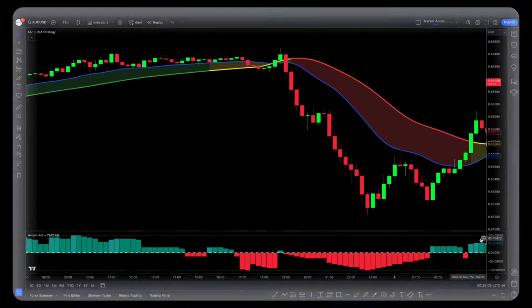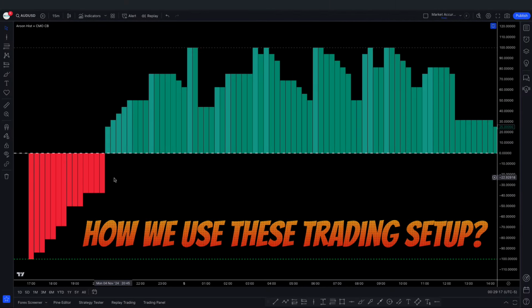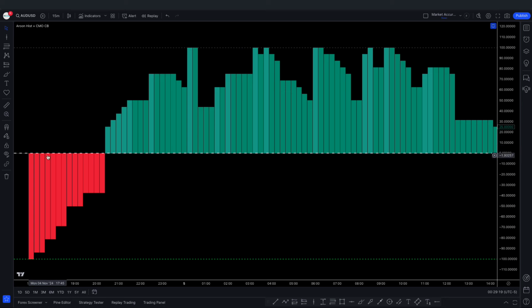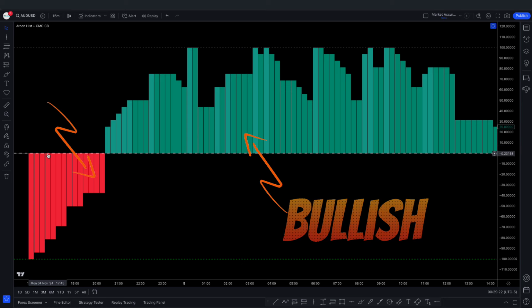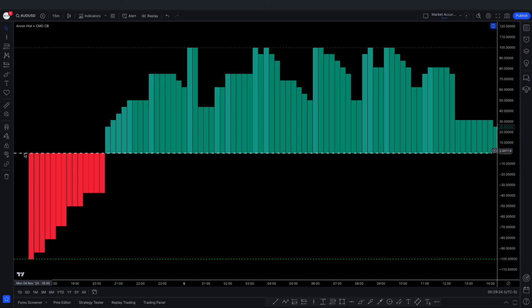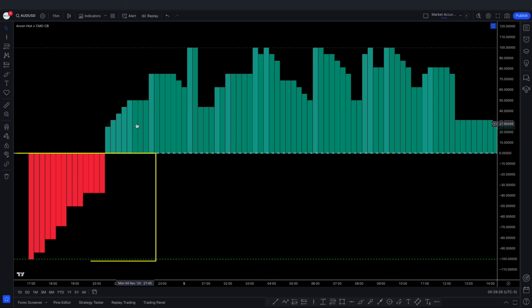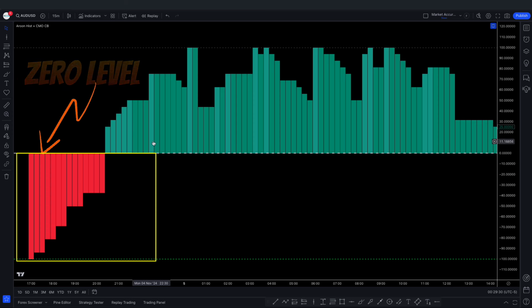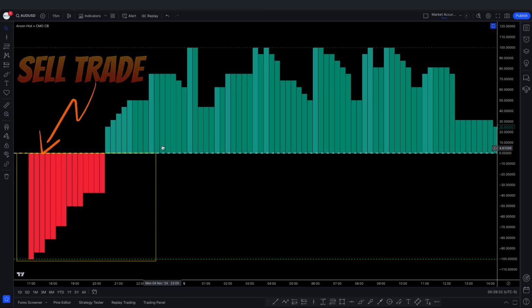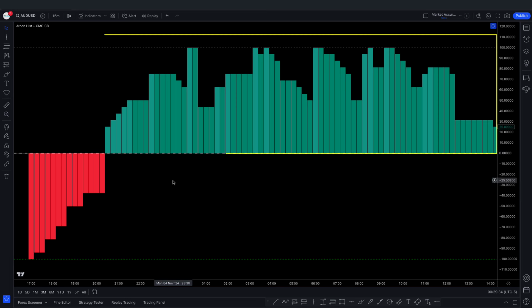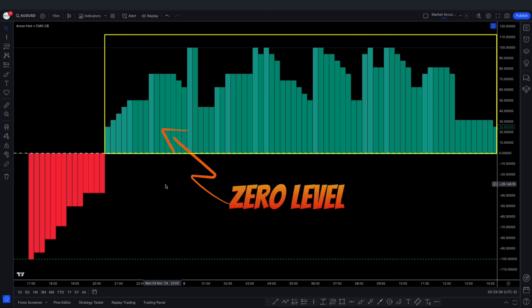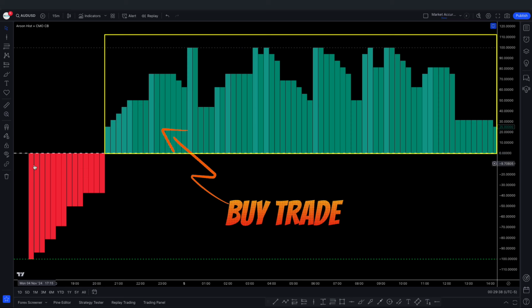Now, with the settings changed, you may be thinking, how do we use this trading setup? These green and red columns are called the plot bullish and bearish columns. And this center line is the zero level. When the plot makes a bearish column below the zero level, we take only sell trades. Similarly, when the plot makes a bullish column above the zero level, we take only buy trades.